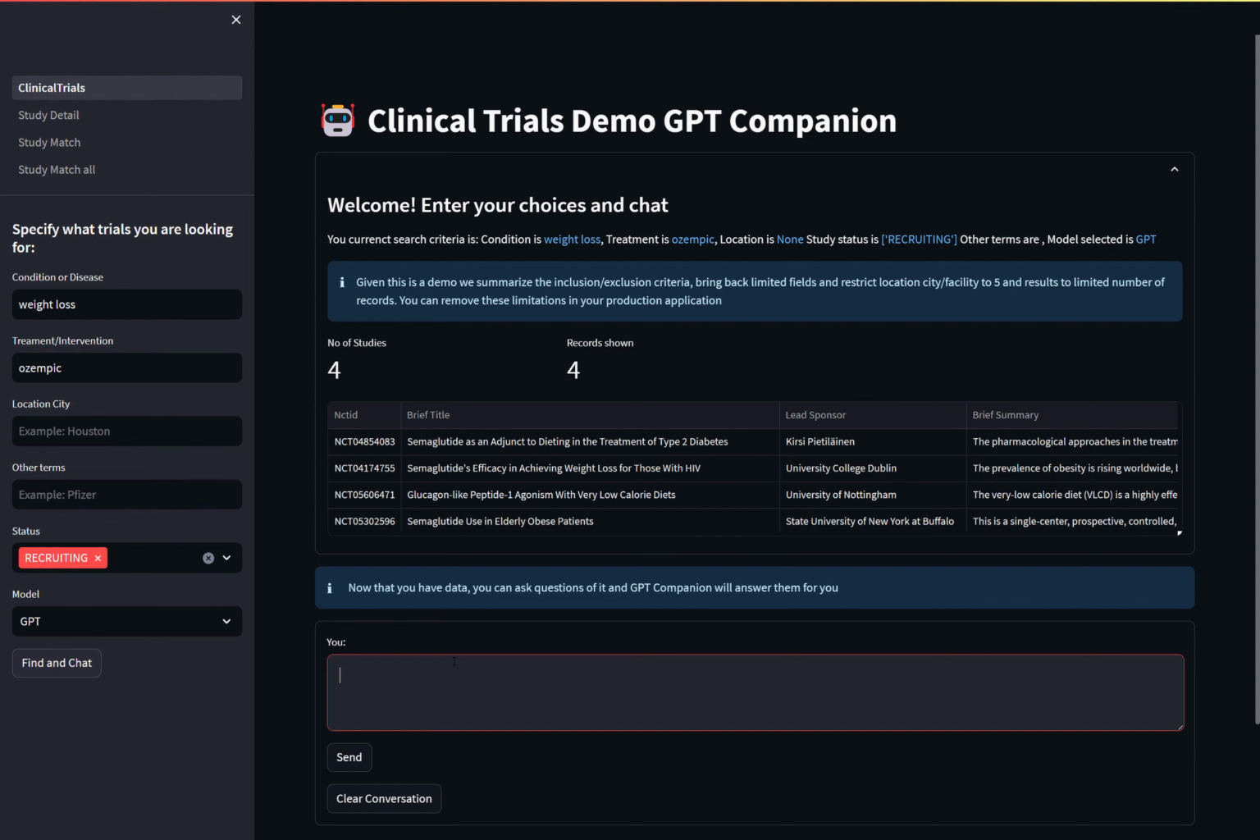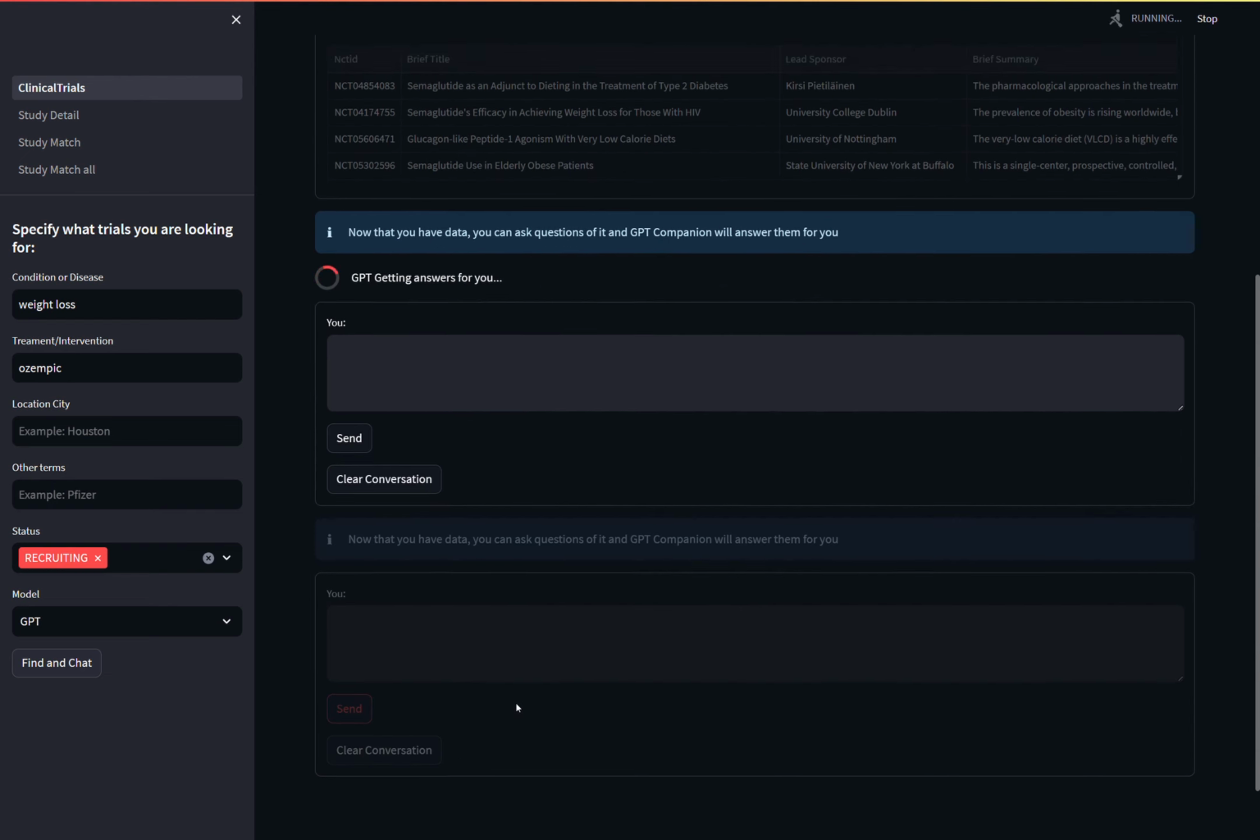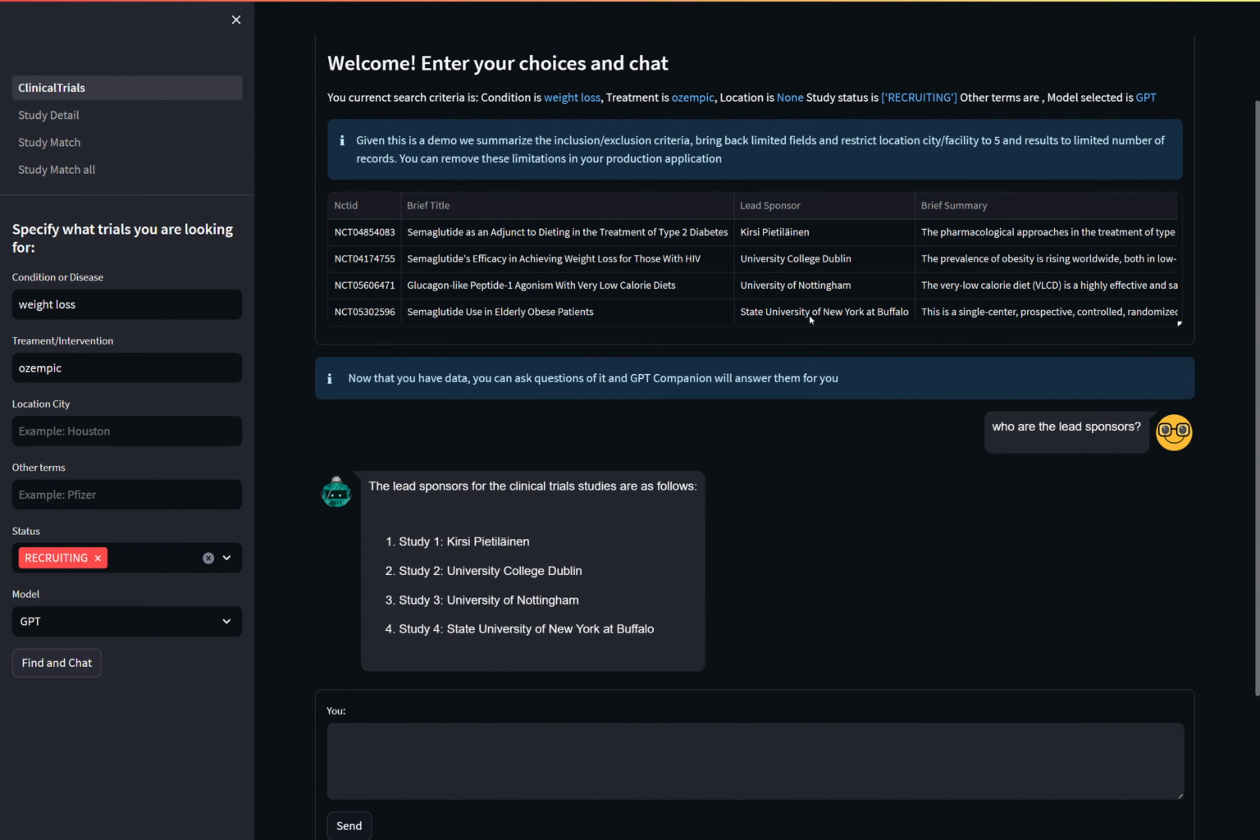So, for example, I can just ask a simple question: who are the lead sponsors? Just to show you how this works. So it goes in and you have this information here. I just wanted to make sure that the LLM pulls in the right information. What's actually happening is the LLM is grounded in this data that we've filtered and narrowed down, and it's answering questions based on that data set.